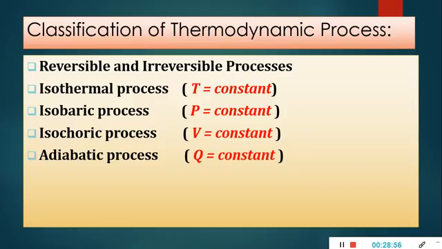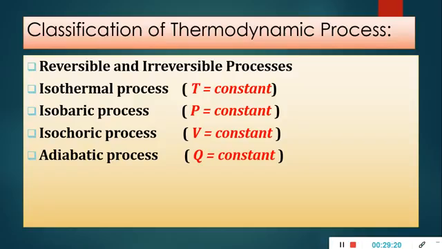So I hope it is clear to you all. In the next lecture we will see in detail the meaning of isothermal, isobaric, and adiabatic process. An adiabatic process is a process during which there is no transfer of heat from or to the system. Heat transfer Q is 0.